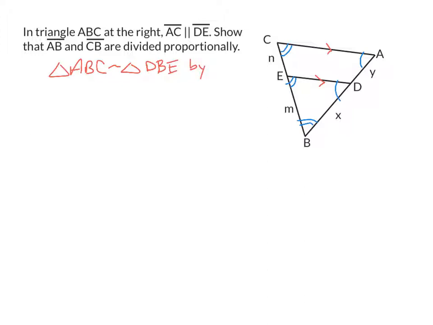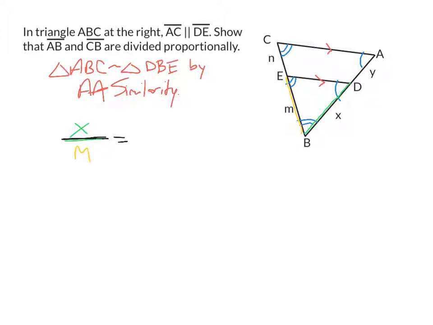The reason here is, well, we know that all the angles are the same, and so we call that angle similarity. Now, knowing that about these two triangles, that means we know that the sides are proportional. So, in my small triangle, the length from B to D is x, over the length from B to C in the small triangle, which is m.